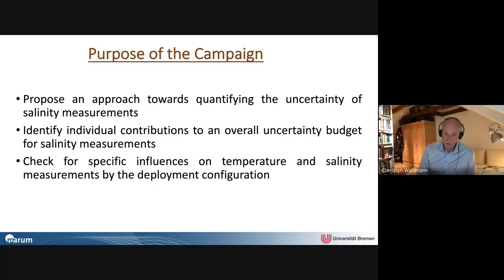And we also wanted to check for specific influences on temperature and salinity measurements by the deployment configuration. More or less, say, what's the contribution coming from the field conditions on uncertainties in the measurement.